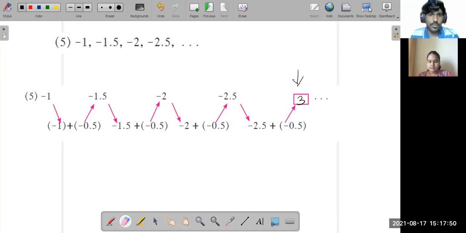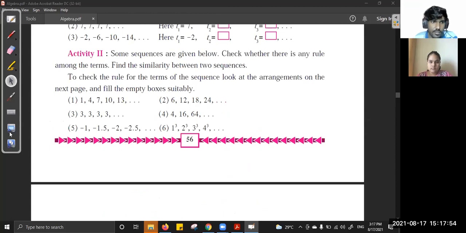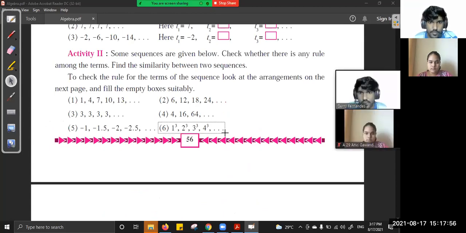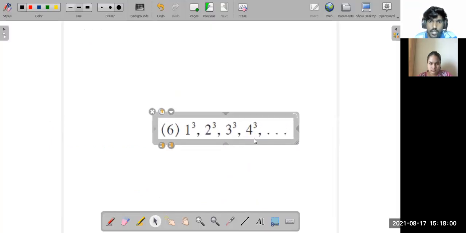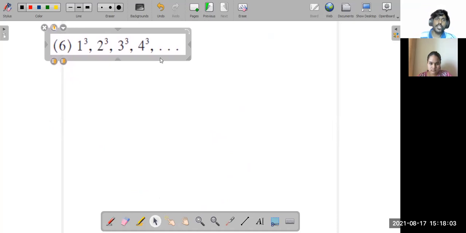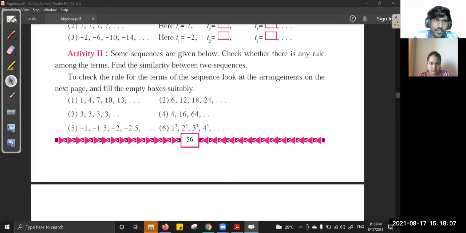Okay, let's continue. Let's see the last sequence, that is the sixth one. 1 cube, 2 cube, 3 cube, 4 cube, and so on. So what is this? What pattern can you see in this?